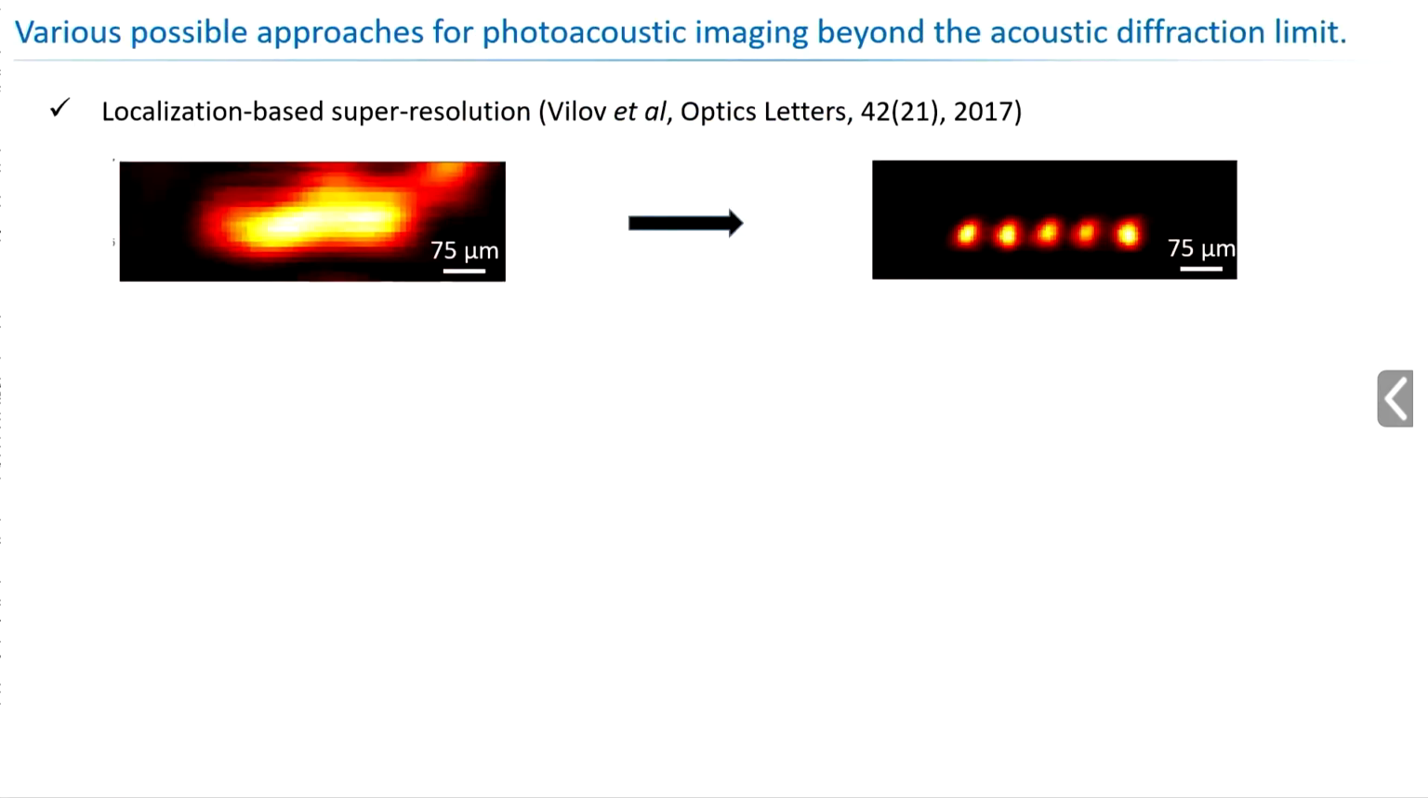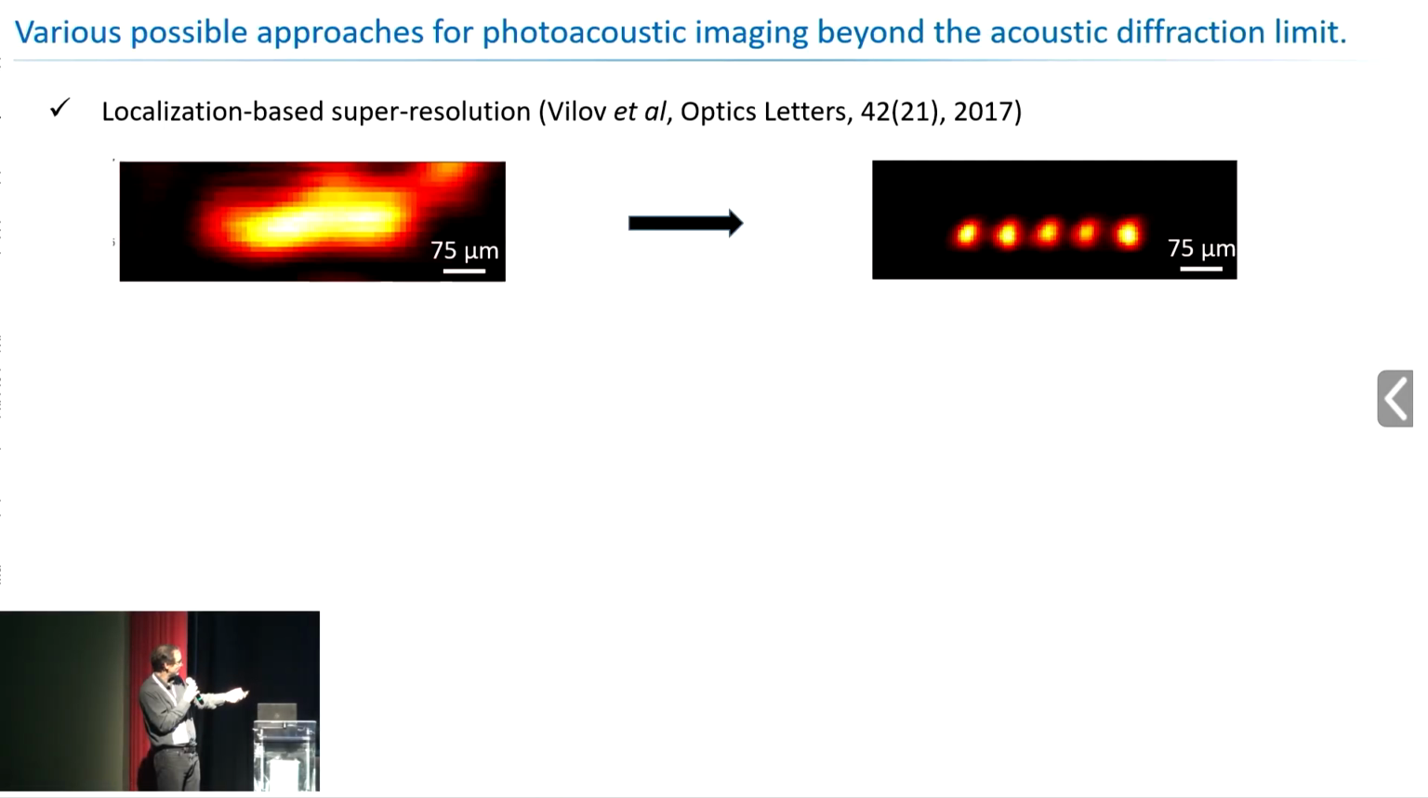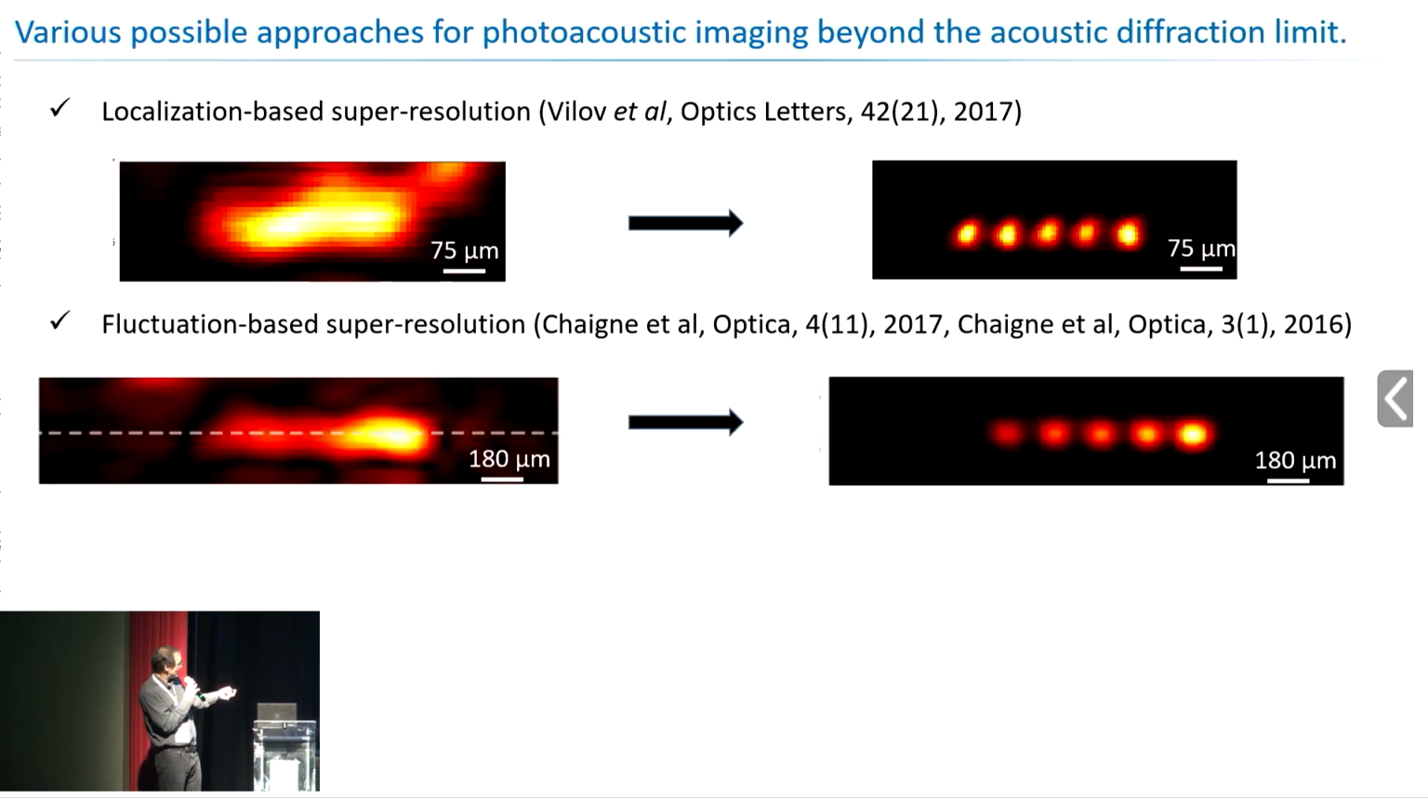But just to show you, this is a localization-based image, acoustically diffraction limited, and we break the resolution limit. Same kind of setup, but with a dense suspension of absorbers. If you study the fluctuations, in this case the sixth-order fluctuations rather than the variance, which is a second-order fluctuation, then you can get this kind of image.